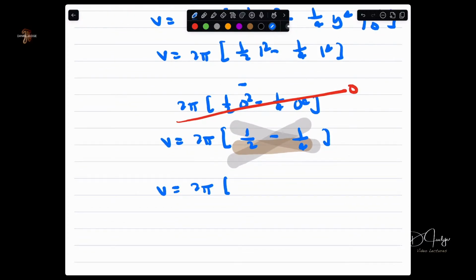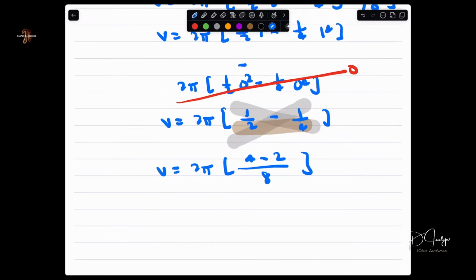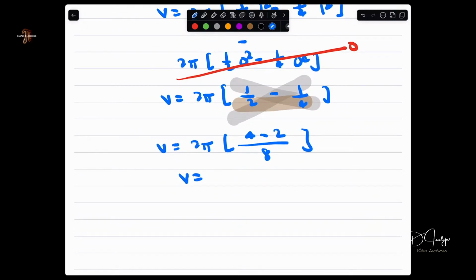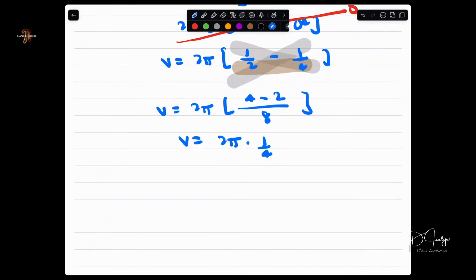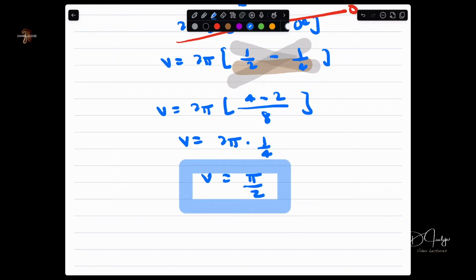2 pi. This will be 4 minus 2 over 8. 2/8 or 1/4. 2 pi times 2/8, 1/4. Your volume is pi over 2. Okay, looks pretty good to me.